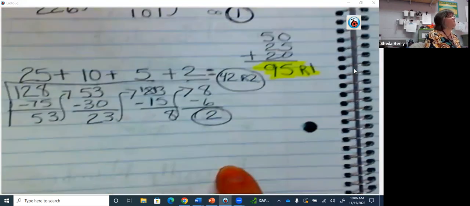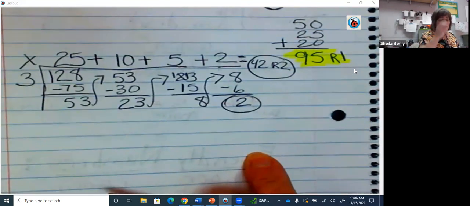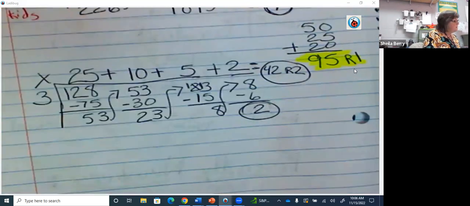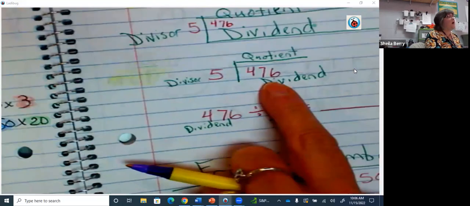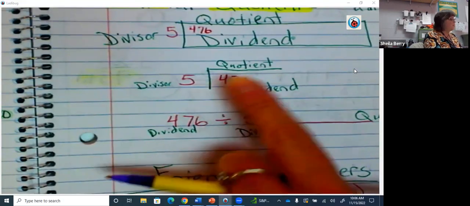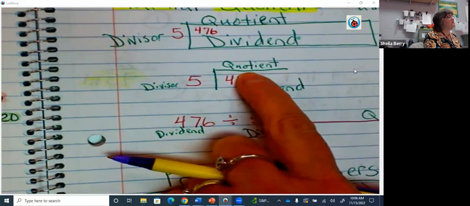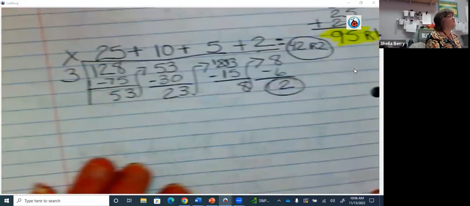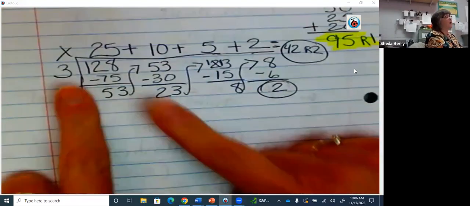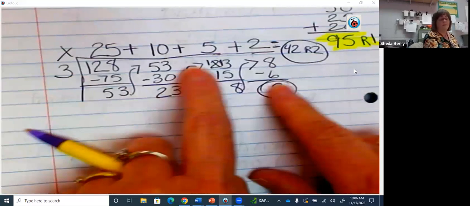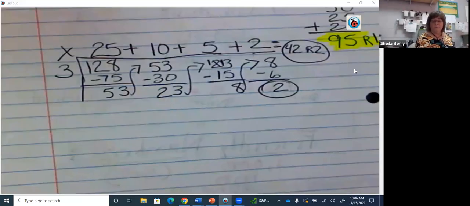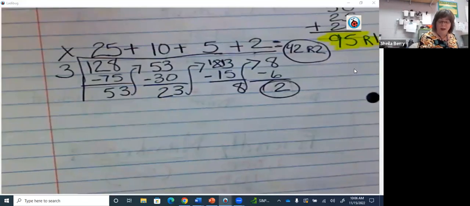Okay, so this is something new that we're learning how to do. Now I'm going to show you the one that looks like this, where we are going to stack up some numbers, because this is one that you may see on your test. So we've done it this way with the partial quotients. Now, when we do it the other way, we're going to actually be doing it the same way.